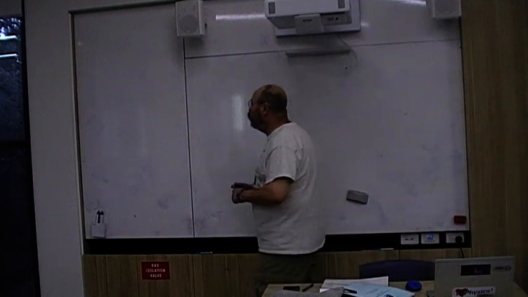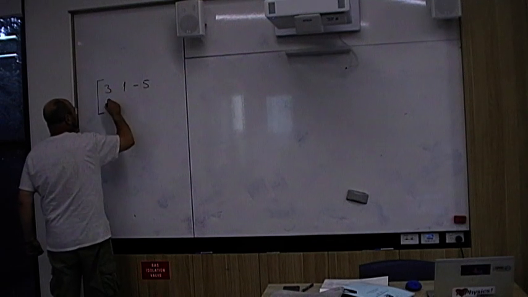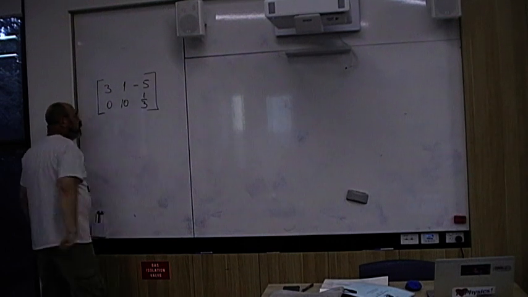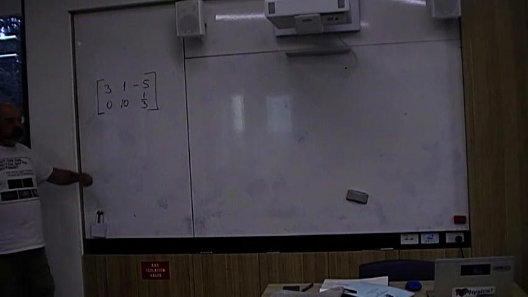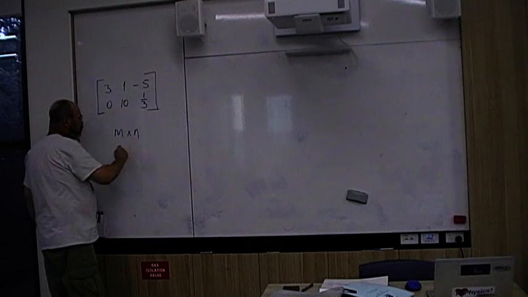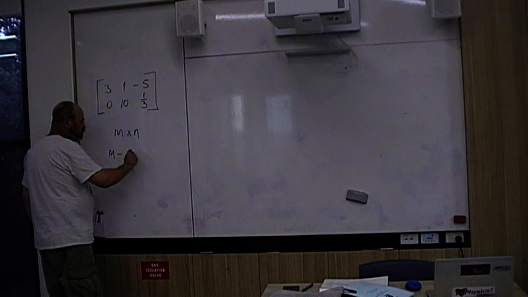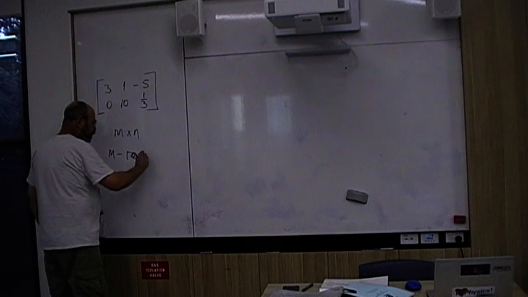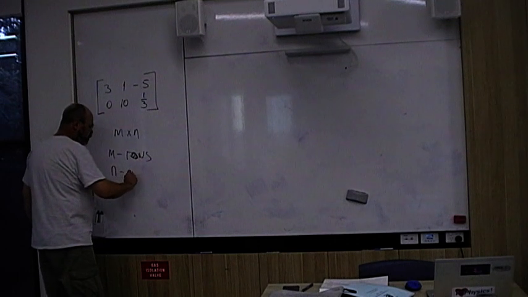So, matrix. What is a matrix? A matrix is a rectangular arrangement of numbers. For example, 3, 1, minus 5, 0, 10, 1/3. That is a matrix. A rectangular arrangement of numbers. A matrix has an order, which is m by n, where m is the number of rows and n is the number of columns.